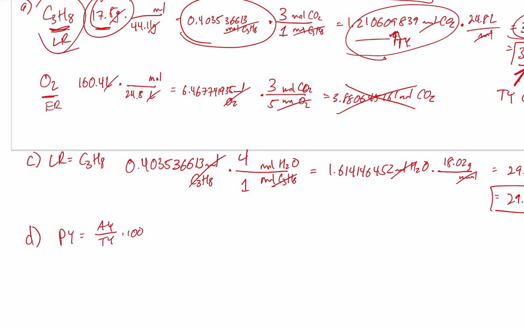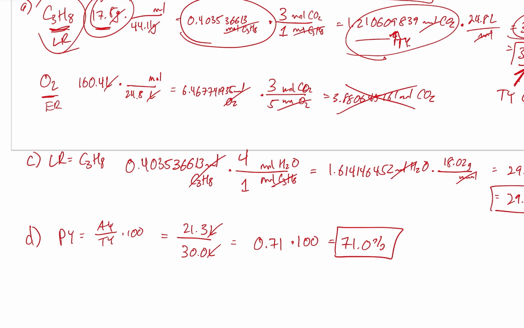And remember that our theoretical yield was 30.0 liters. This is always the one that's calculated. And our actual yield that was just given to us was 21.3 liters. So our liters will cancel out, and what we will get is 0.71 multiplied by 100, and we will get 71.0%. So not too bad. They did a pretty good job. They got 71% of the max they could have gotten.